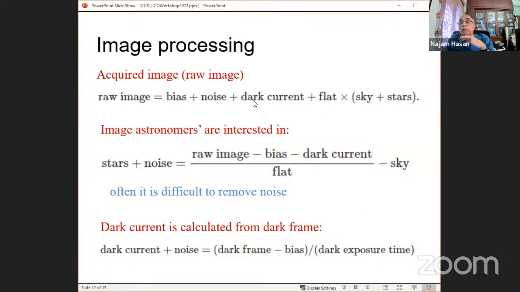and then you have the dark currents. That is the current which gets recorded on your CCD, even when you don't expose it to any kind of light. Then there is this noise which is inherently there because of the electronics of the system and various things. And then we have the bias which we have spoken about. So this is the acquired image, the raw image which we have. And what we are interested in are essentially the stars. Yeah, so at the moment I'm keeping the star and the noise together.